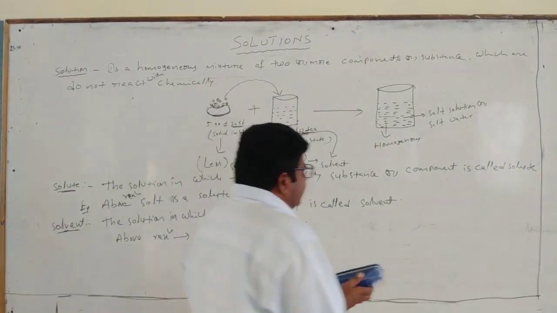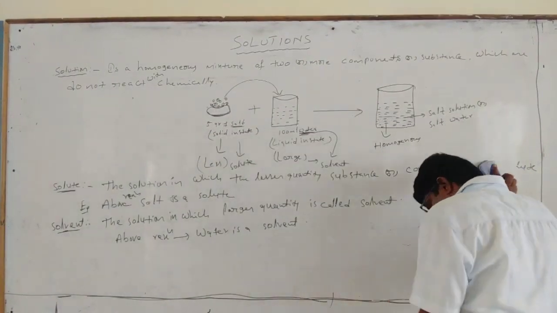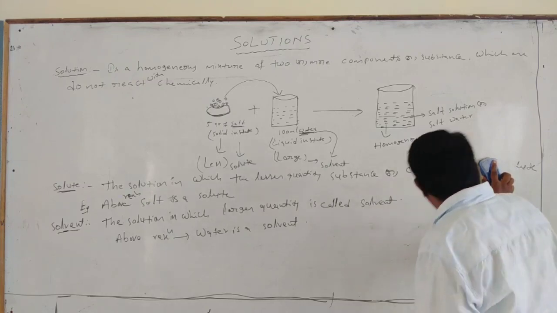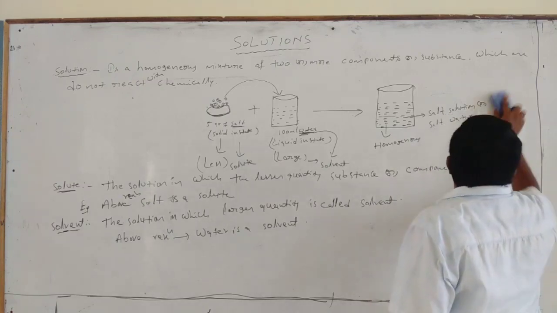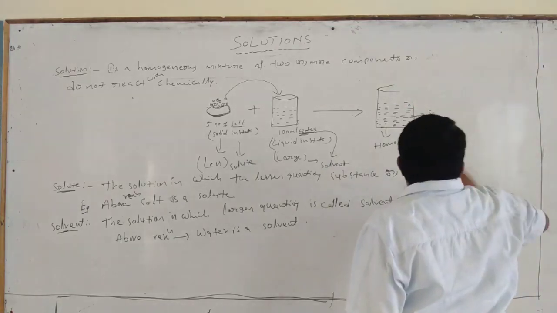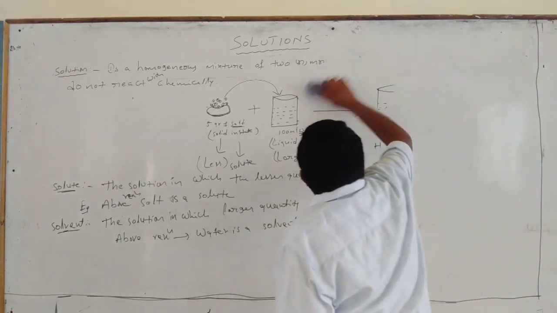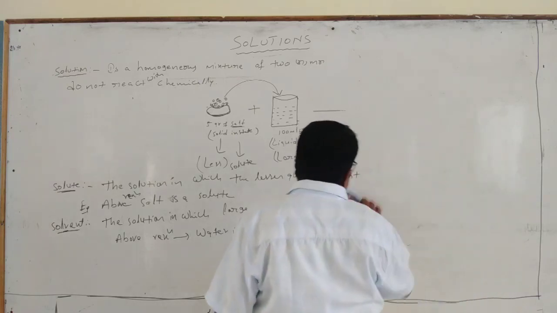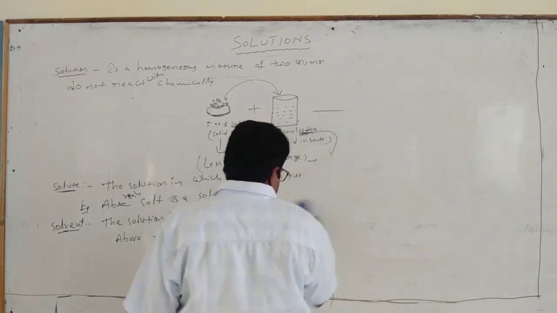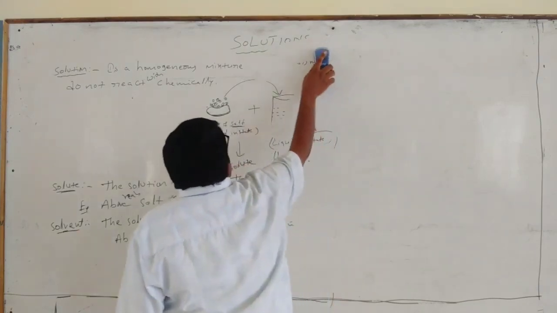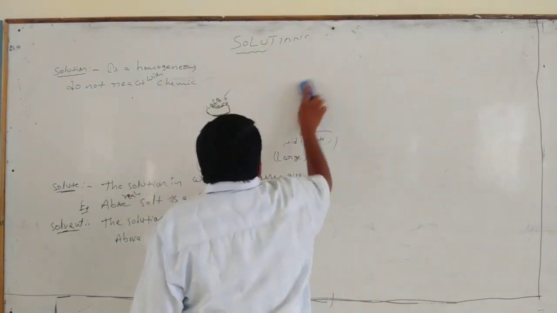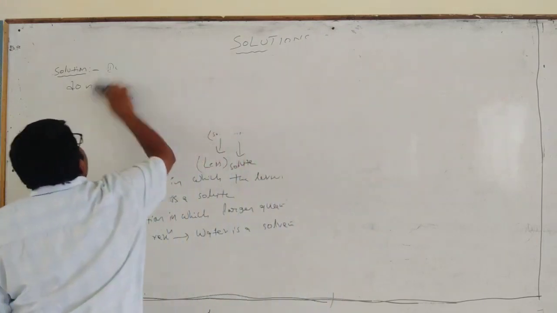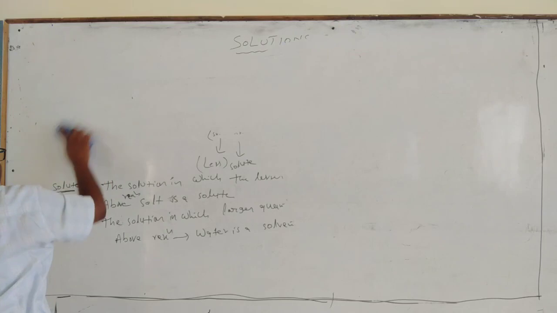A solution which has only two components is called binary solution. Bi means what? Two. So when two components are present in a solution, it is called binary solution. A solution containing three components is called ternary.